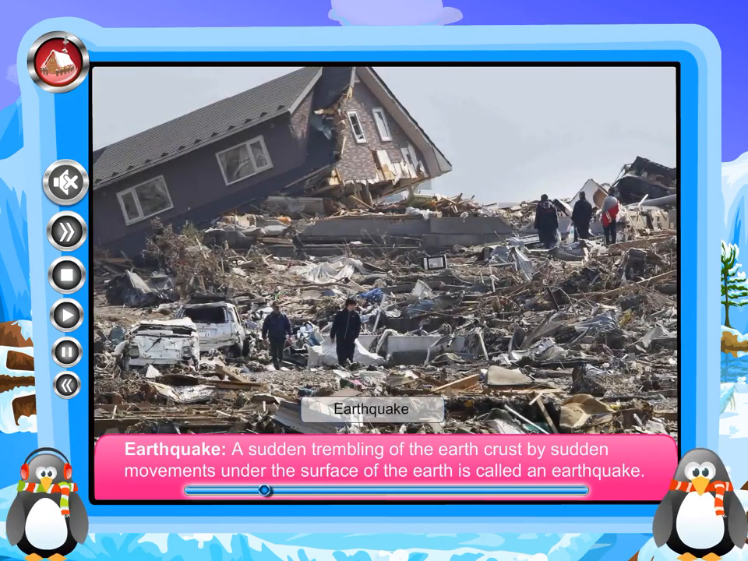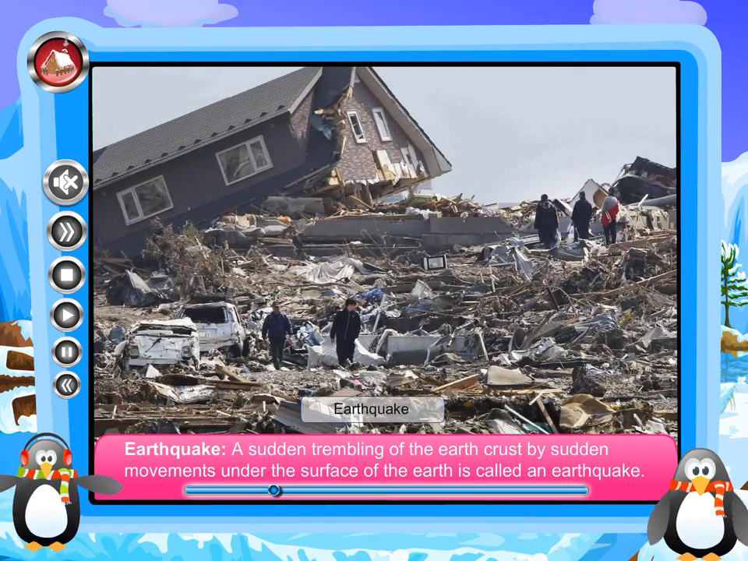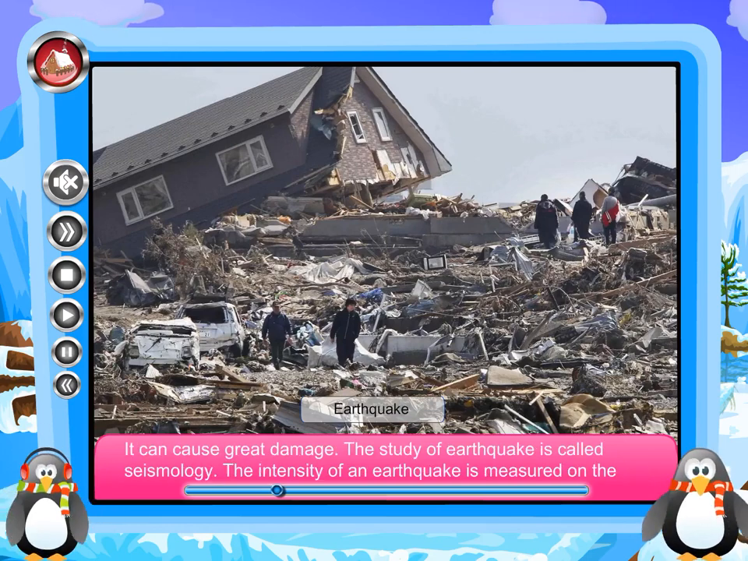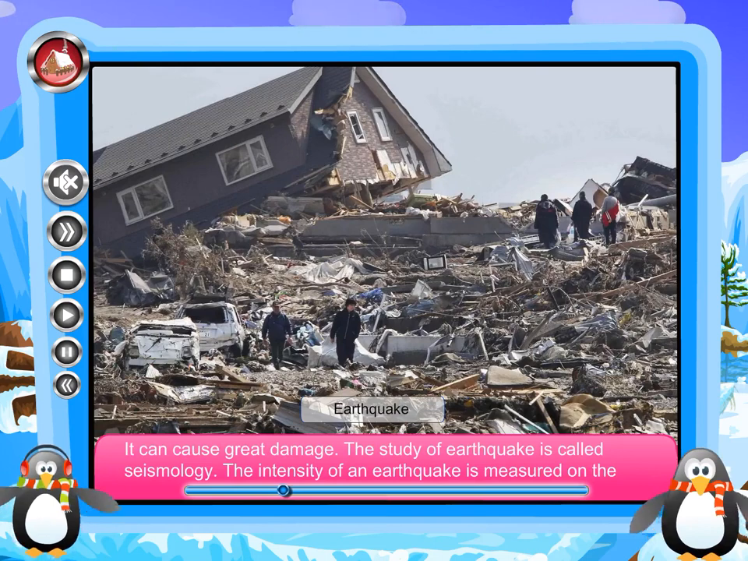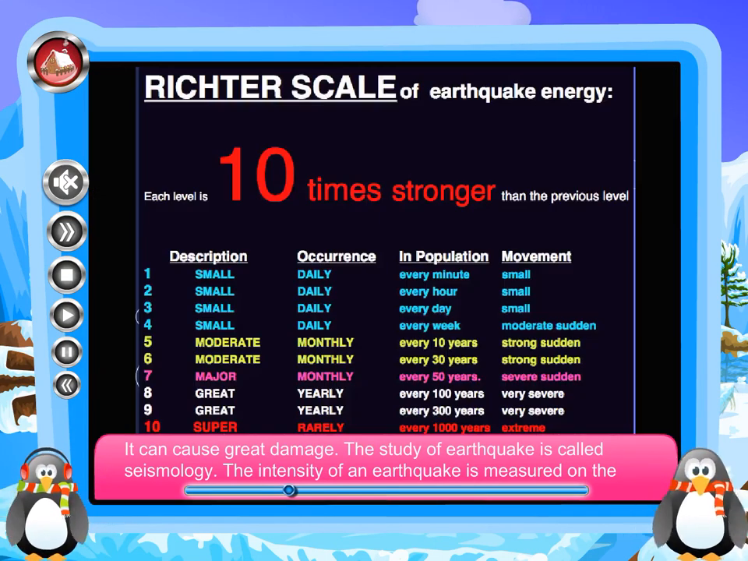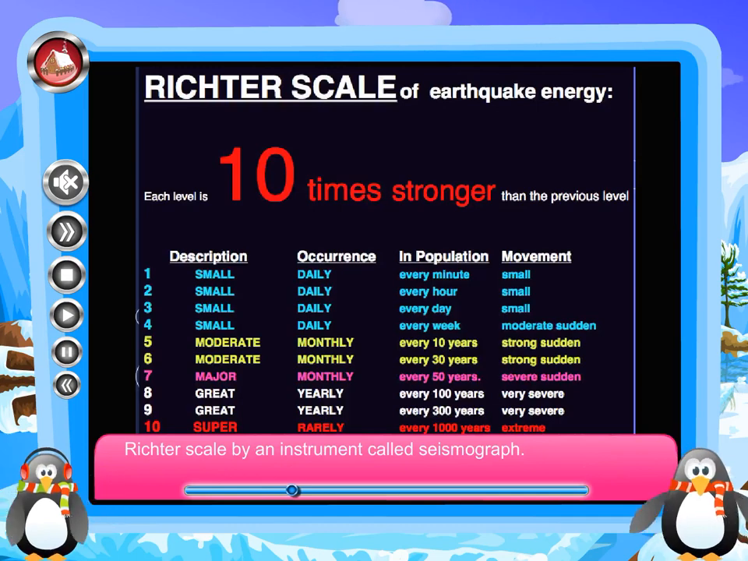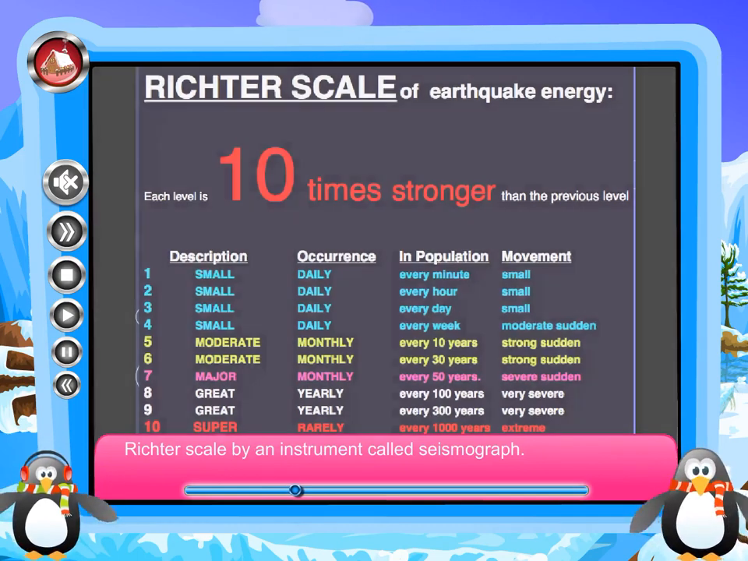Earthquake. A sudden trembling of the earth's crust by sudden movements under the surface of the earth is called an earthquake. It can cause great damage. The study of earthquakes is called seismology. The intensity of an earthquake is measured on the Richter scale by an instrument called a seismograph.